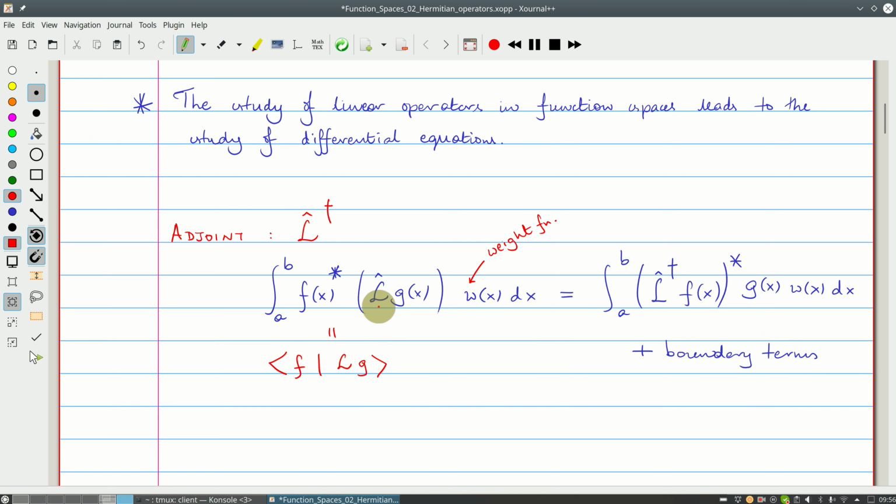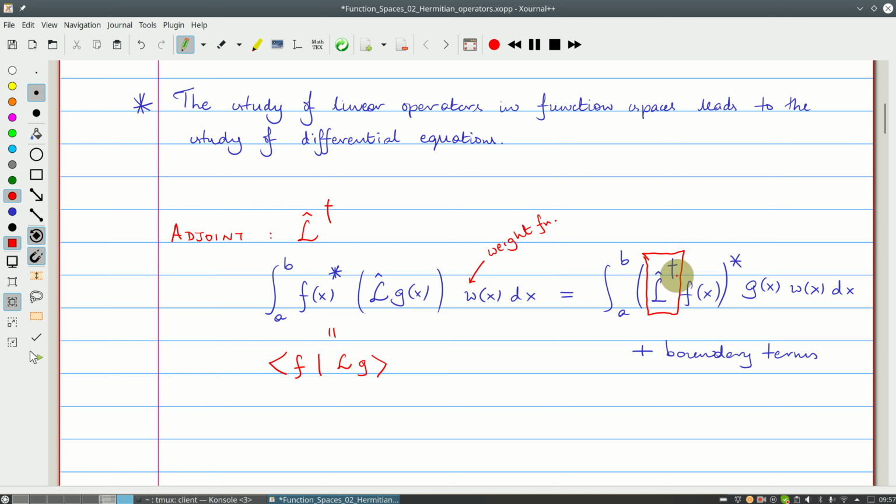Now, if you can, through some manipulations, which typically involve integration by parts, and I'll show you how this is done, move the operator L from the g to the f, and if you put this resulting operator under the parenthesis and bring out the complex conjugate, which must be present when you move anything on the bra side of the inner product, then this thing over here is called L dagger. So this is by definition what we call L dagger.